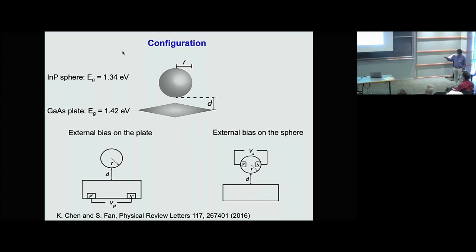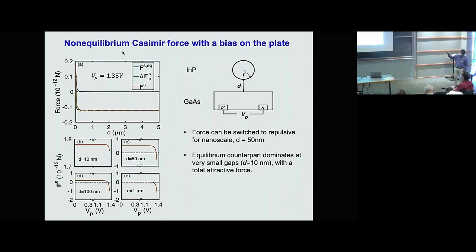So here was a theoretical work we did a few years ago with Kaifeng Chen. He imagined an indium phosphide sphere placed on top of a gallium arsenide plate. In this case, there are two different configurations: you can apply a voltage either on the plate side or inside the sphere. When you apply the voltage on the plate, you can actually get a repulsive force at the nanoscale separation of 50 nanometers, which is something that's very difficult to do with conventional non-equilibrium Casimir forces.